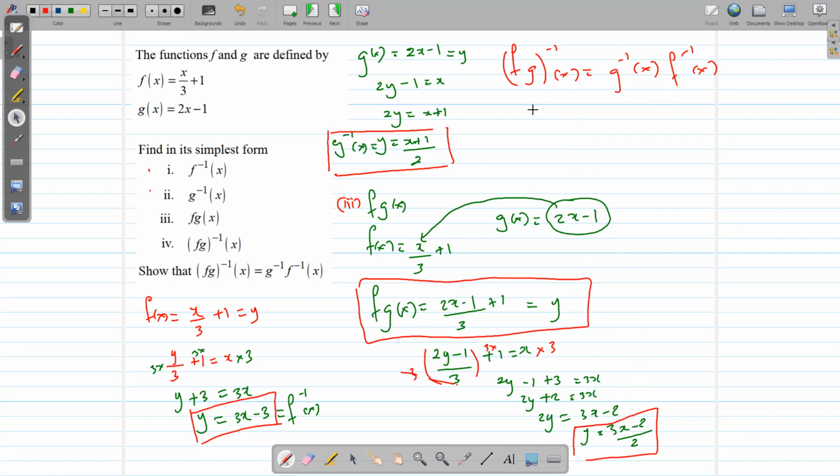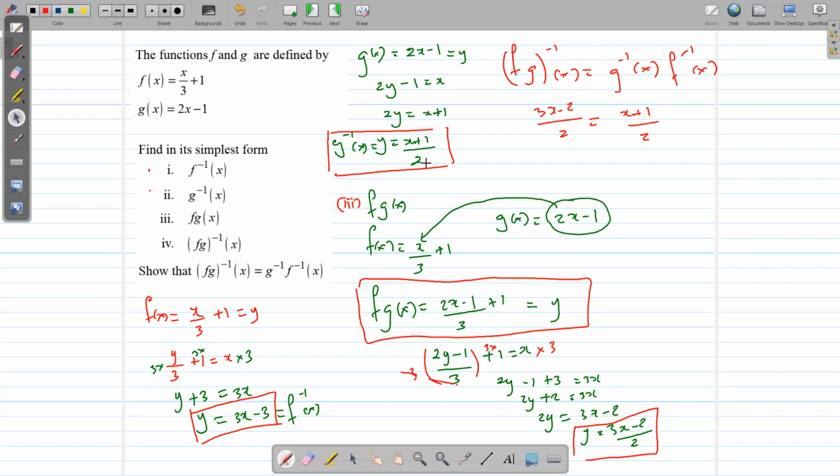So we're going to show that 3x minus 2 over 2 is the same result as putting the f inverse function into the g inverse function. Now, what was the g inverse function? G inverse function was x plus 1 over 2. So let's write x plus 1 over 2. That was our g inverse.